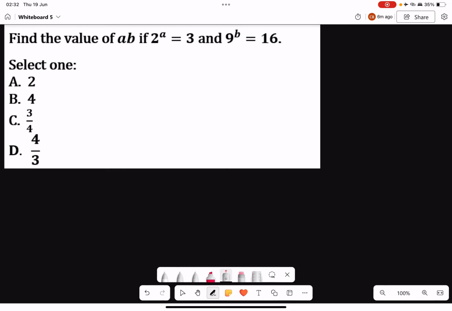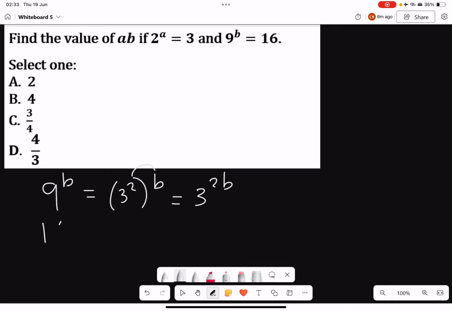We need to find the value of AB if 2 to the power A equals 3 and 9 to the power B equals 16. We know that 9 to the power B can be written as 3 squared to the power of B, because 9 is 3 to the power 2. Applying laws of exponents, the 2 and the B will multiply, which will give us 3 to the power 2B.